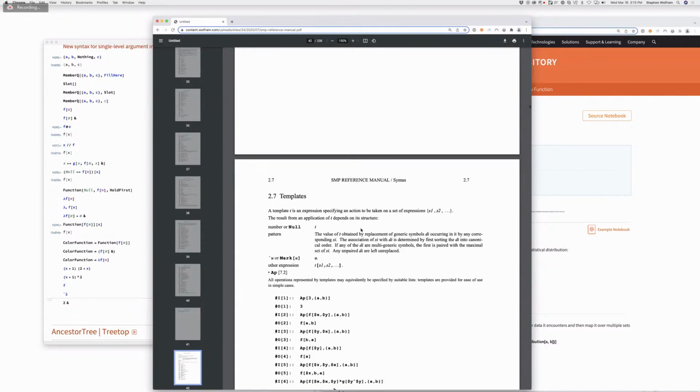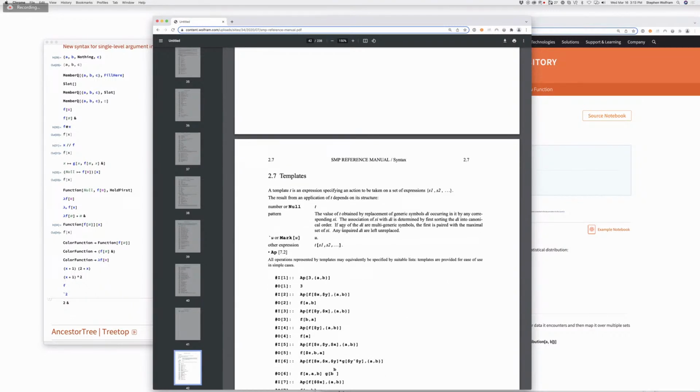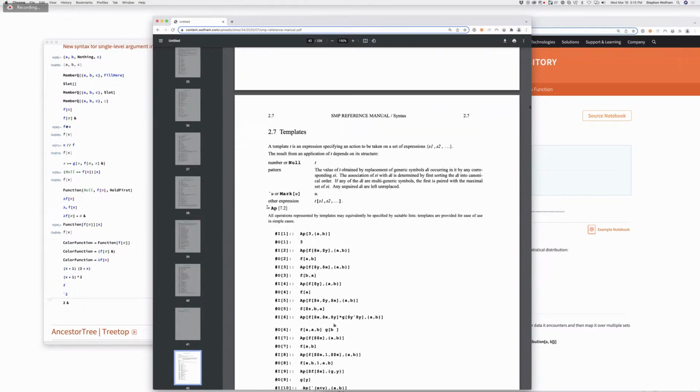Templates. Here we go. Template is an expression specifying action to be taken on a set of expressions. Oh, gosh. Okay. The problem this had was, that's right, that was the issue. This did not distinguish between functions and pattern variables.